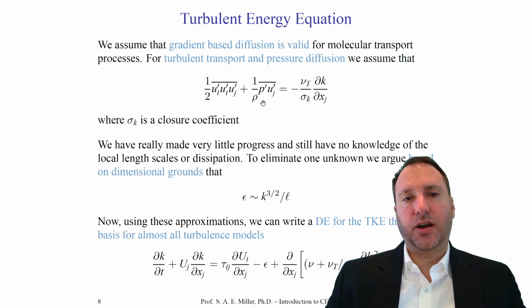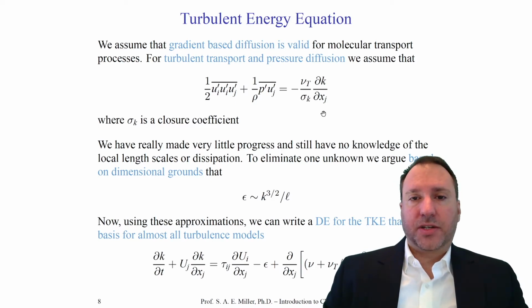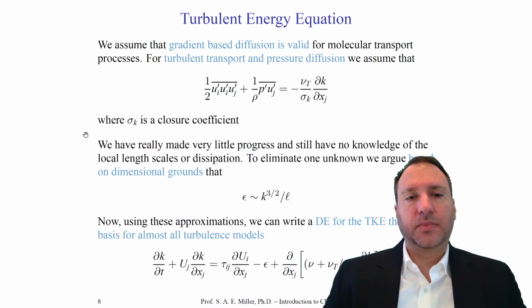So you'll notice that this approximation and model is a model equation based on physical arguments and scaling arguments, which turns out to be an excellent model, will be, of course, dimensionally correct and fairly accurate for a lot of flows. Now, you'll see we still have made very little progress in our modeling effort, and we absolutely still have no knowledge of the local length or dissipation scales, but we gave you clues on how they might be found in the previous classes.